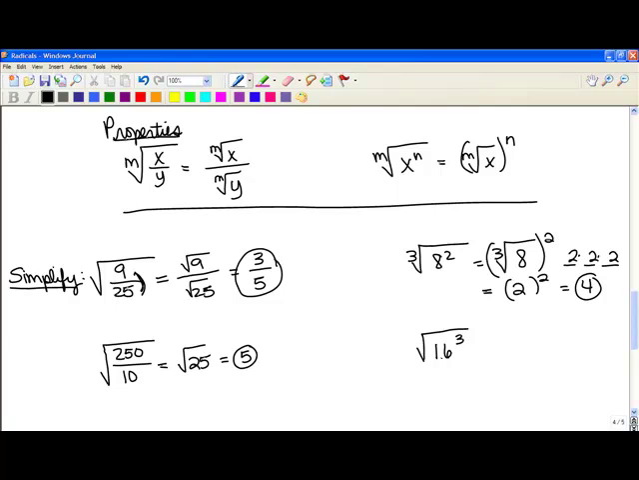The next problem, we have the square root of 16 cubed. Again, I'm going to use our property and write the square root of 16 and bring the cube out. I know the square root of 16 is 4, and when I cube 4, I get 64.